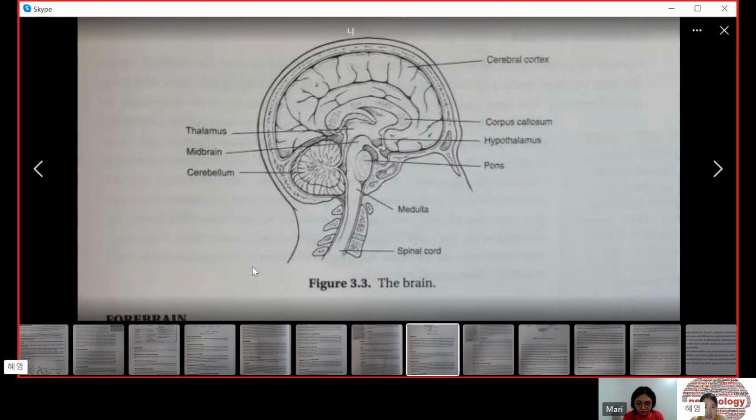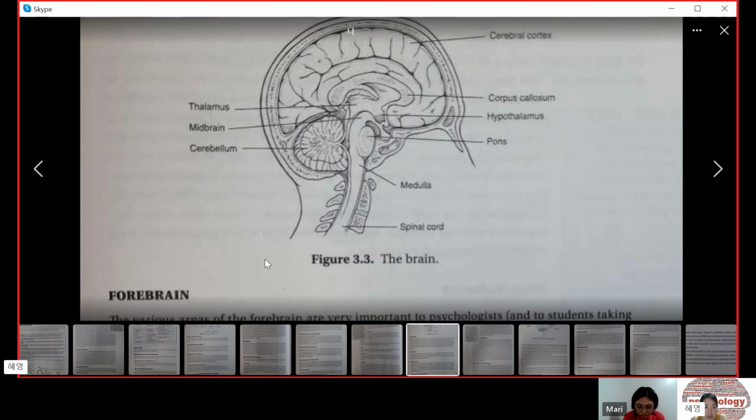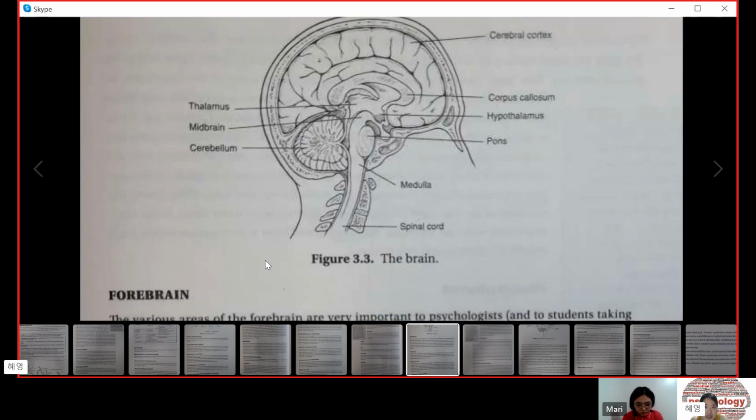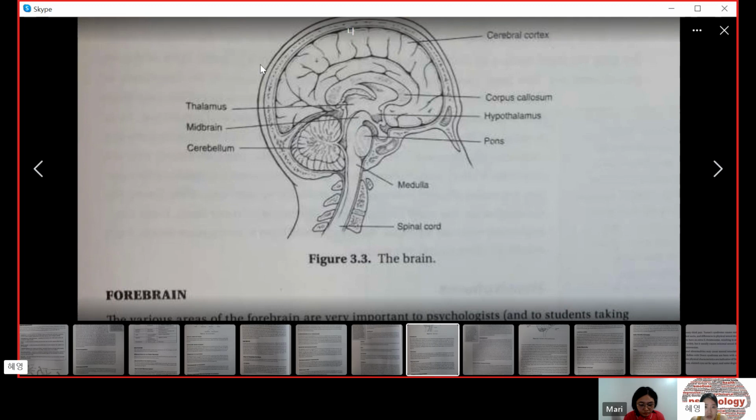So maybe you understand what it means. And let's look at forebrain. So this is our brain, and here is the frontal side, and this is the back side, and the forebrain is here, this part.